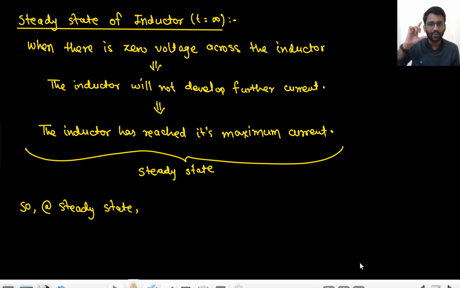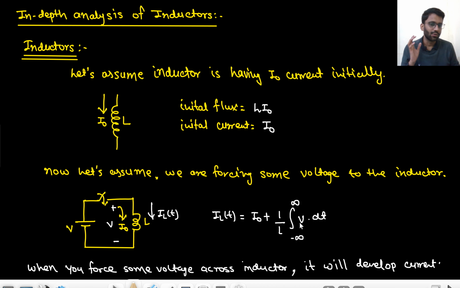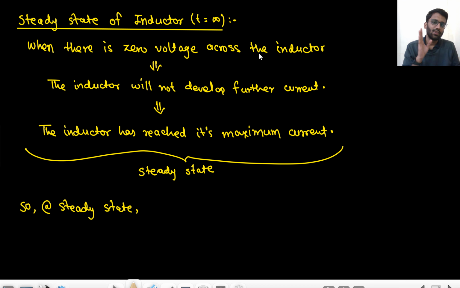Are you getting my point? When there is zero voltage across the inductor, if you put V equals to 0, the current will be constant. The current will not increase further. When there is zero voltage across the inductor, the current will not increase, because this V will go to 0, and only this I naught will remain. So with zero voltage across the inductor, it will not develop further current, and the inductor has reached its maximum current. That is what we call the steady state of the inductor.